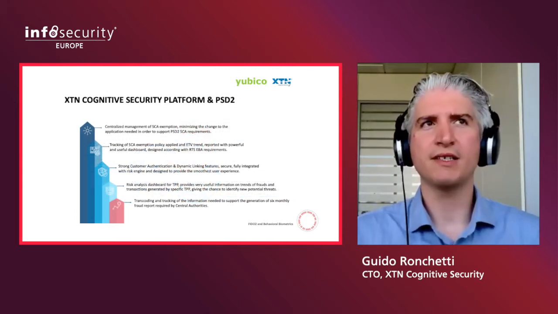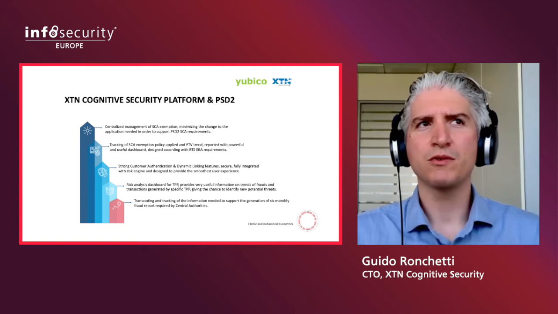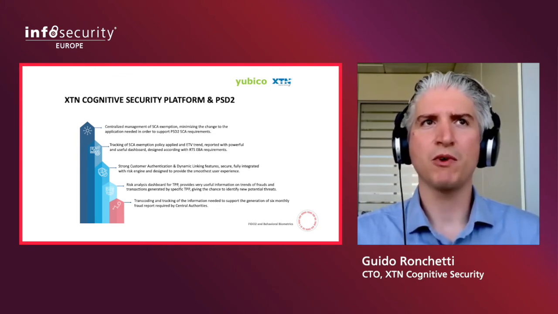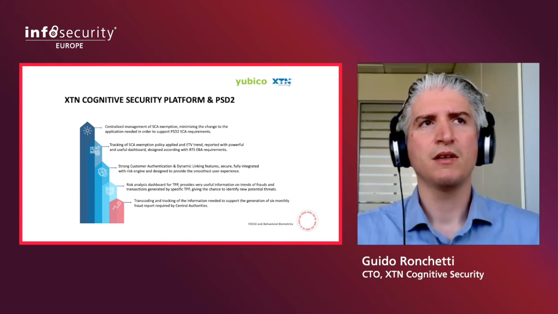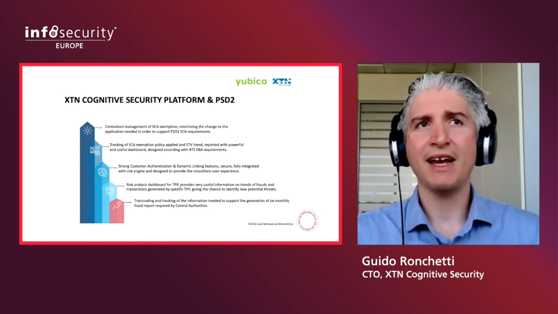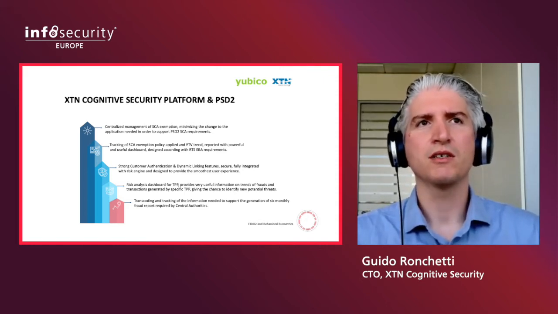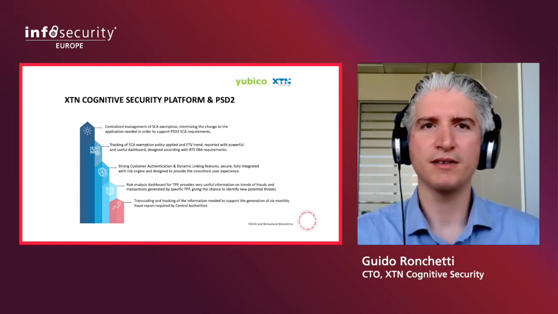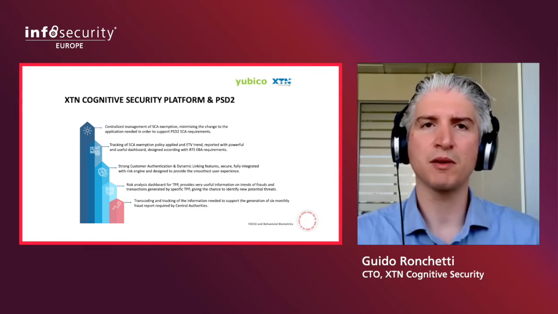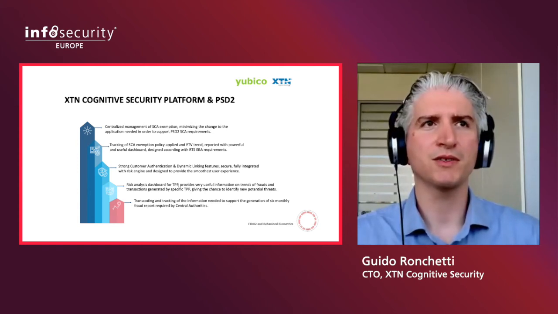So what can the XTN Cognitive Security Platform do in a PSD2 or open banking context? First of all, we are able to centralize the management of strong customer authentication exceptions. And this is, of course, a very important requirement in the PSD2 context. Another important point is being able to track the use of exceptions and track ATV trends that are related to fraud trends, of course. So this is a very important aspect because applying exceptions simplifies the user flow and the user experience. So having ATV trends under control and being able to track the use of exceptions is a very important aspect in the PSD2 regulations.